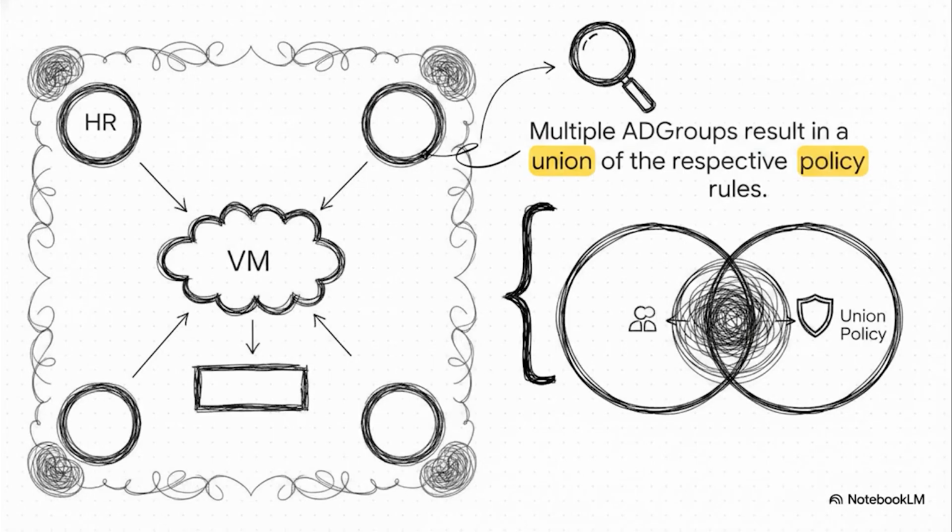Finally, consider what happens when a user is a member of multiple Active Directory groups at the exact same time. Let's say they're in HR, and they're also in management. When they log in, the VM gets placed into multiple ADGroup categories all at once. The exam is very likely to ask you how the resulting policy is handled in this situation. The answer is that the policy applied to the VM will be a union of the respective combination of inbound and outbound rules across all the AD groups the VM is placed into. It combines them into a union, it doesn't just pick one over the other.